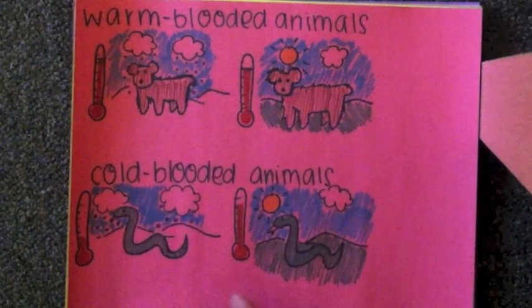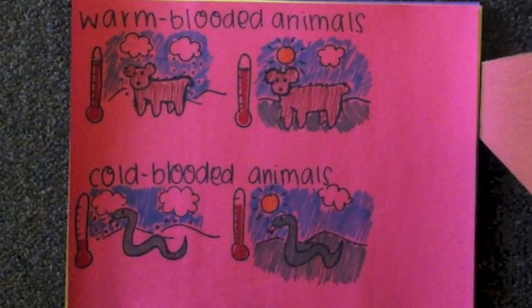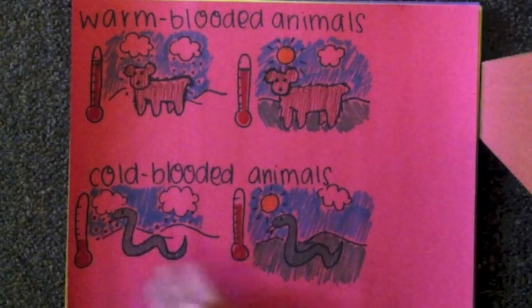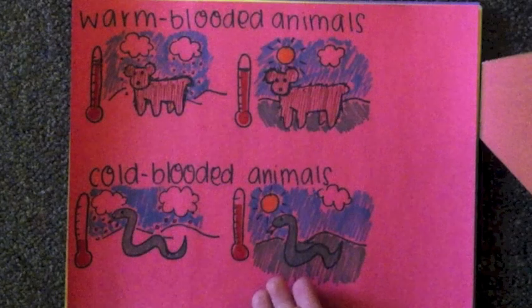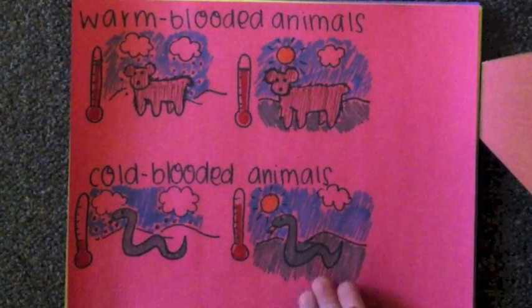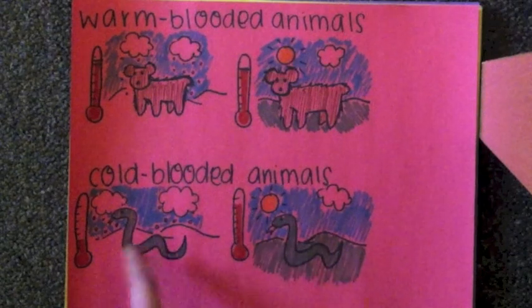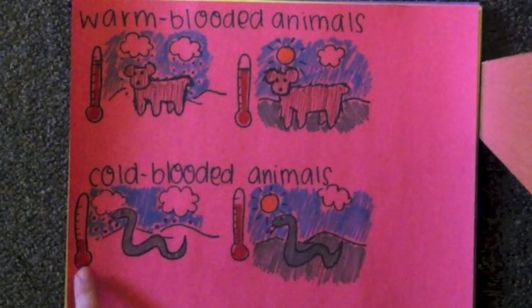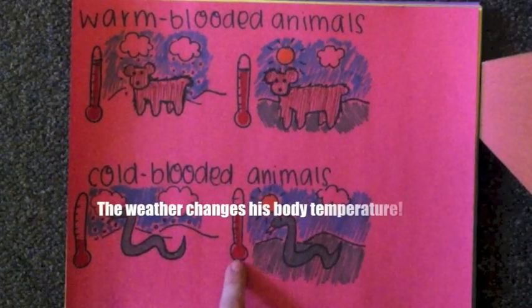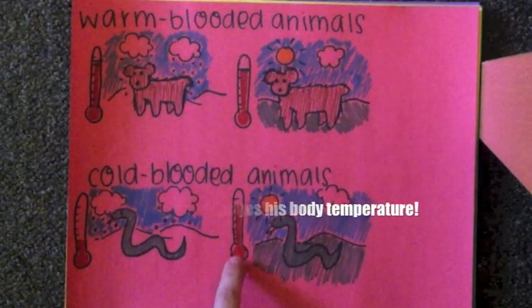Cold-blooded animals' body temperatures change depending on the weather outside. So, I used a snake, which is a cold-blooded animal, and I drew him in a cold area and in a warm area. In the cold area, his body temperature is much lower than the warm area. In the warm area, his body temperature is very high.